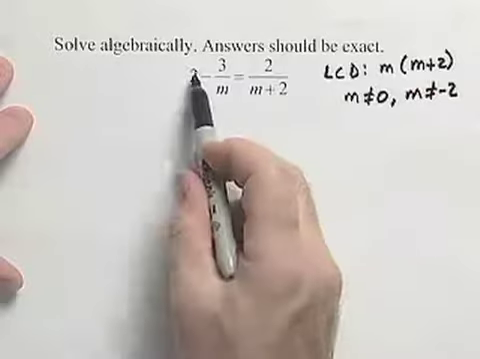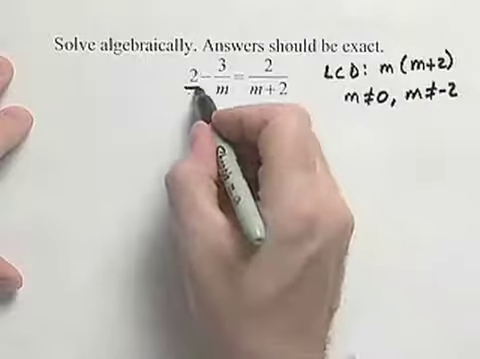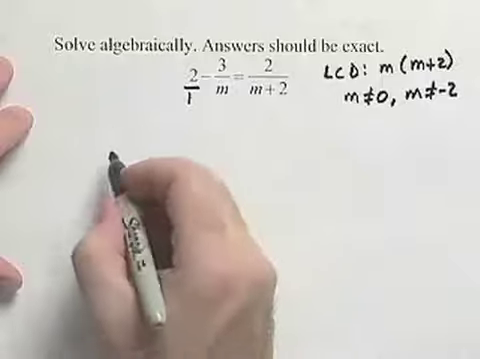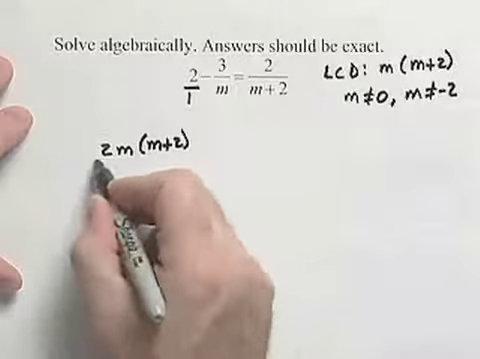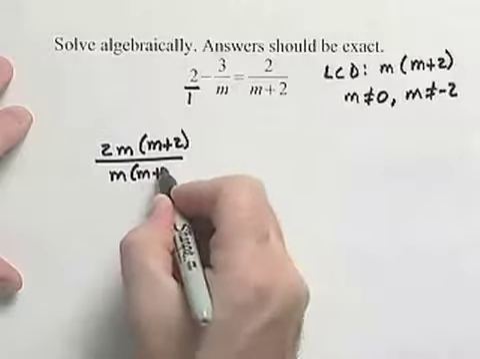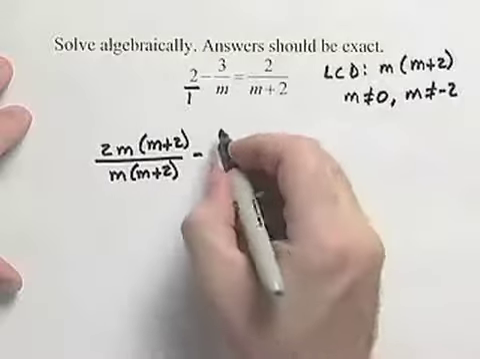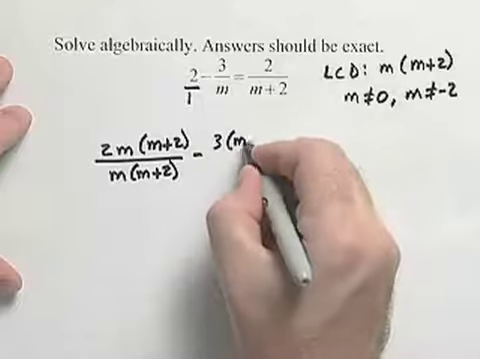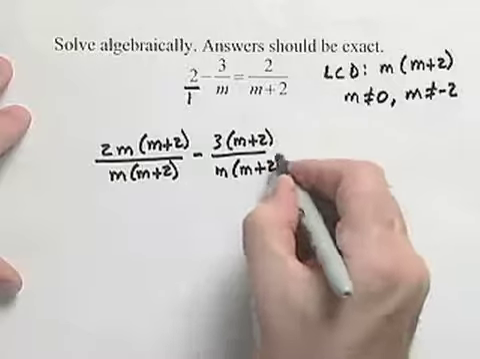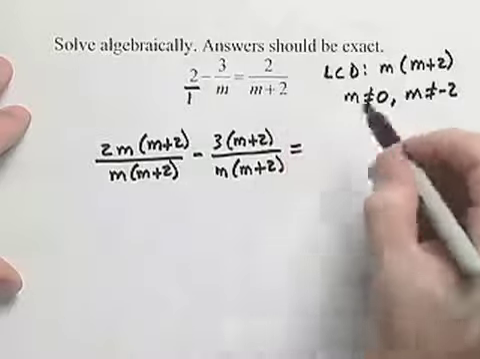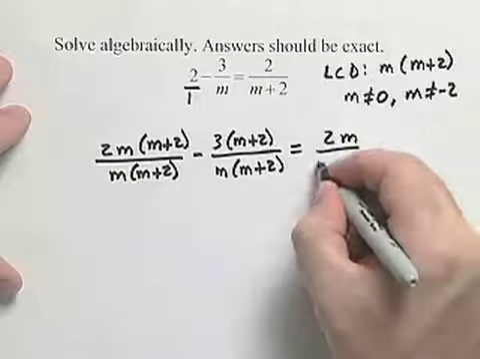What we want to do next is rewrite each of these terms so that they have the least common denominator. If we think about this first term as 2 over 1, then an equivalent term would be 2m times m plus 2 over m times m plus 2. In our second term, we see we need the factor m plus 2 in our denominator, so we'll multiply the top and bottom by m plus 2. On the right-hand side, you see our denominator is missing this factor of m, so we multiply the top and bottom by m.